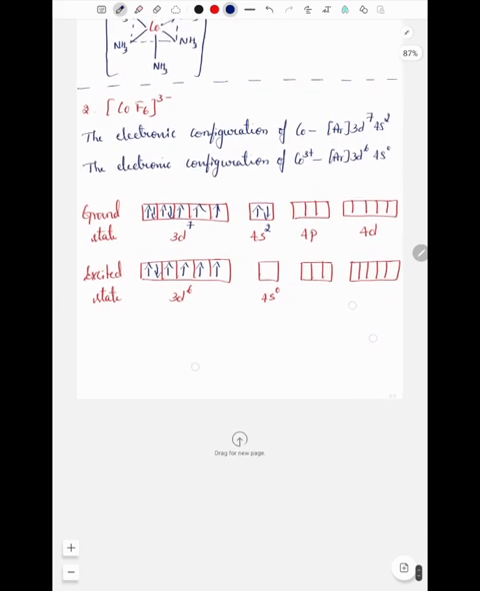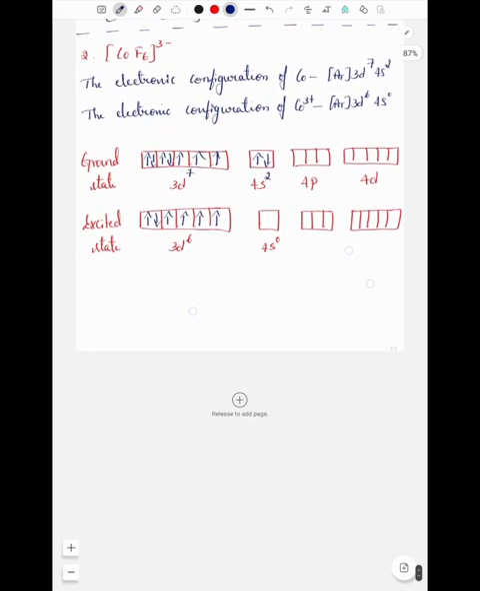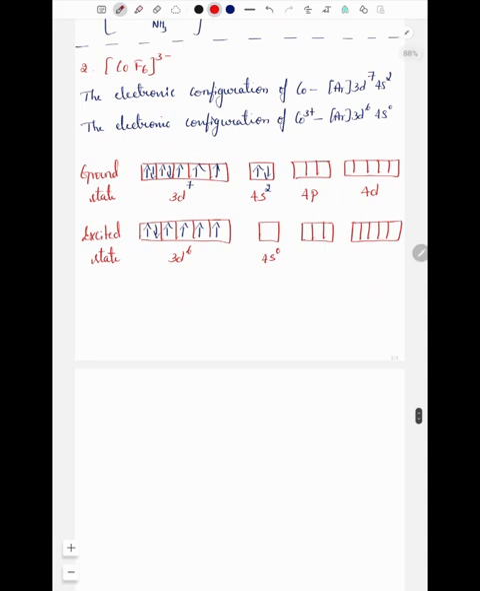We can see in the given complex, the ligand attached to the complex is fluoride. F minus is a weak ligand. When there is a weak ligand, pairing will not take place. Okay, F minus is a weak ligand, therefore no pairing takes place. When there is no pairing, these 4 electrons remain unpaired. Okay, now I am drawing a hybridized state.